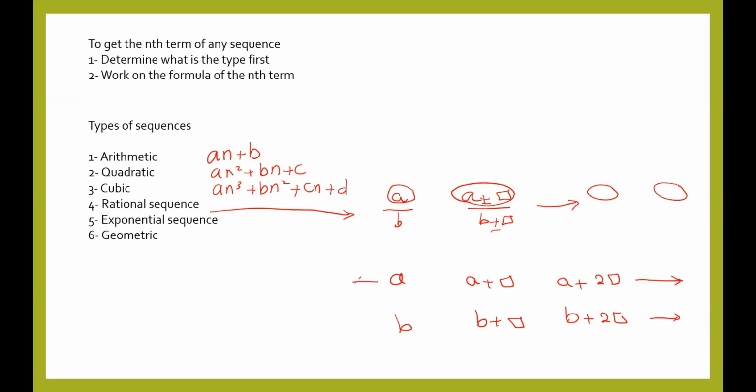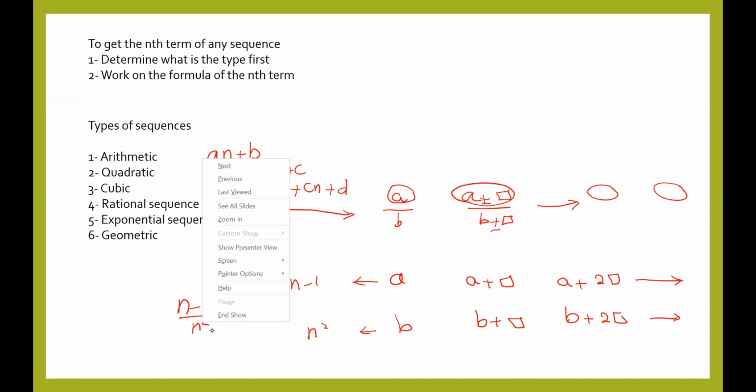For example, if the nth term here is n minus 1 and the nth term here, for example, is n squared, so the general nth term for this rational sequence will be n minus 1 over n squared. We're going to work on examples now to discover how to get the nth term for the rational sequence.